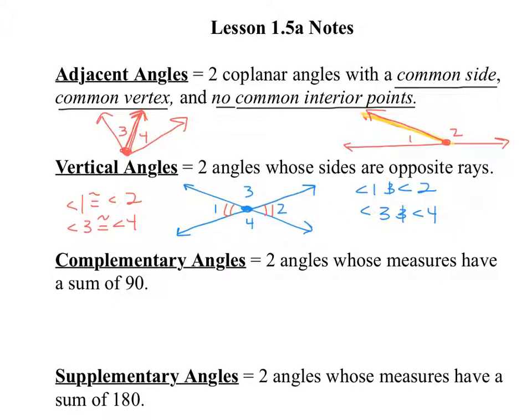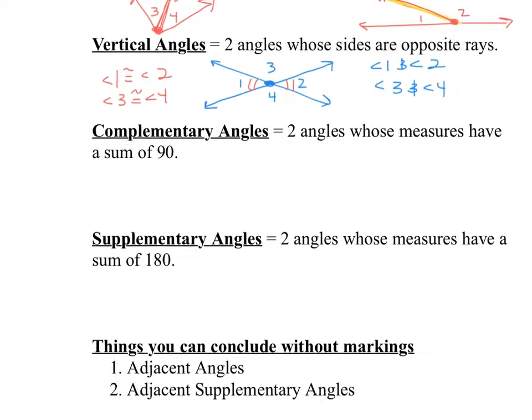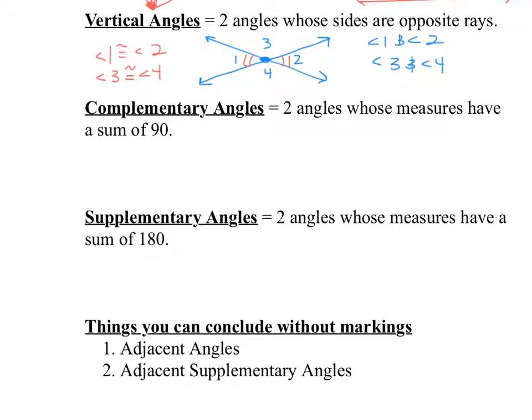Have you heard of complementary and supplementary? Yeah, I've heard of those 2. But Yeah. So here's the deal. With complementary angles, they're going to have a sum of 90. And that can look like several different things. It could look like this.